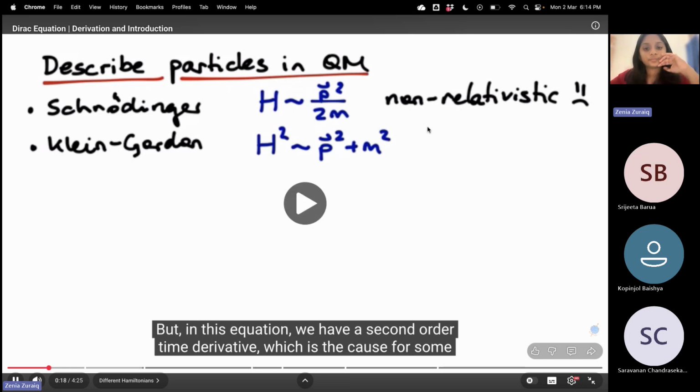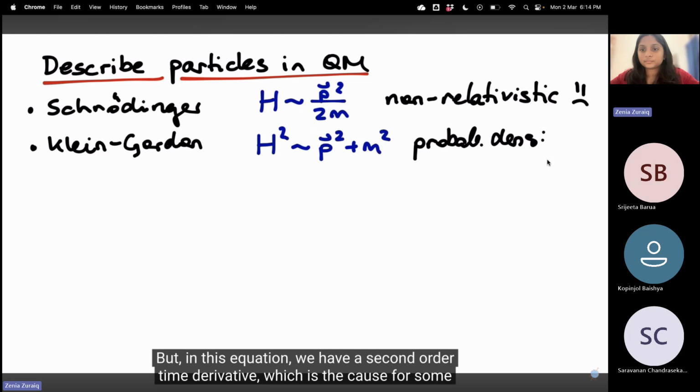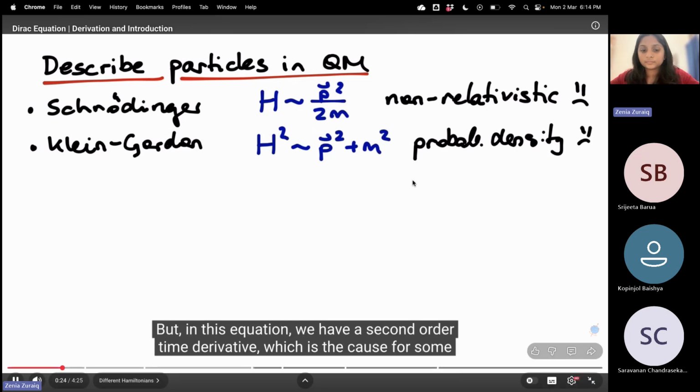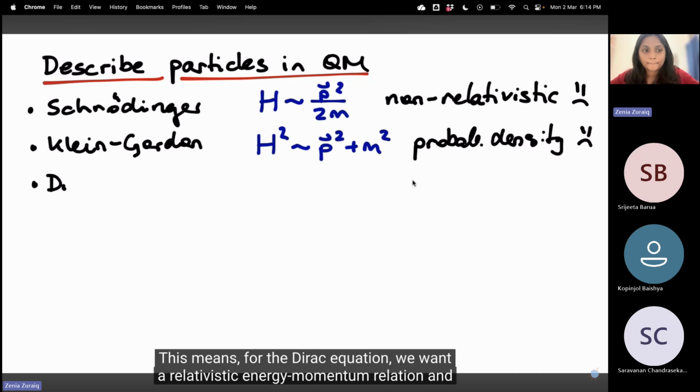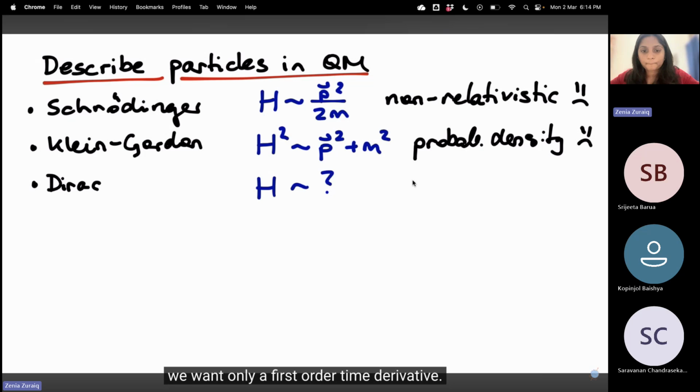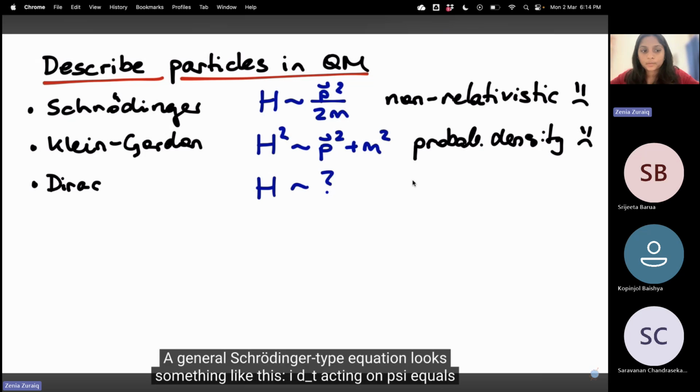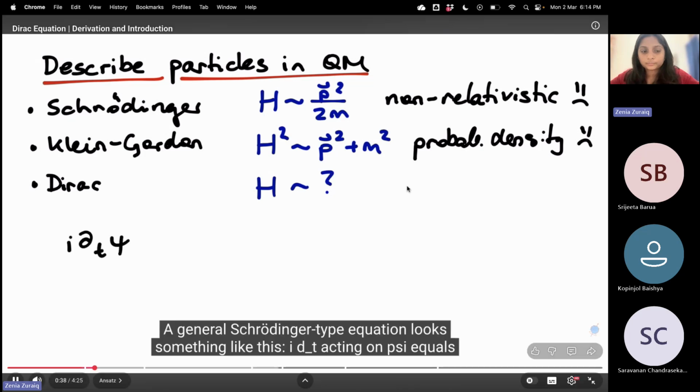Plus m squared. But in this equation, we have a second order time derivative, which is the cause for some problems regarding the probability density. This means for the Dirac equation, we want a relativistic energy-momentum relation, and we want only a first order time derivative. A general Schrodinger type equation looks something like this.